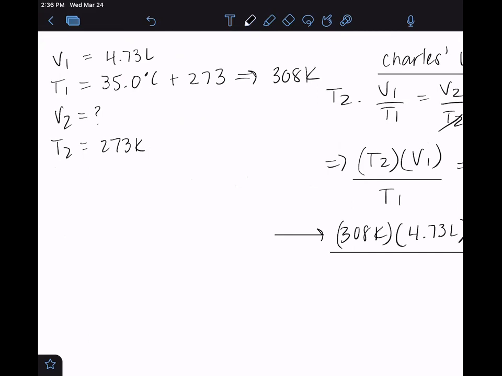I'm sorry, T2 is 273. Good catch. By, this is going to be 308 Kelvin. Okay. So you're going to take the 273 Kelvin because that's the standard, multiply that by the 4.73 liters, and then you're going to divide by the 308 Kelvin. And so what you'll have is, what temperature?